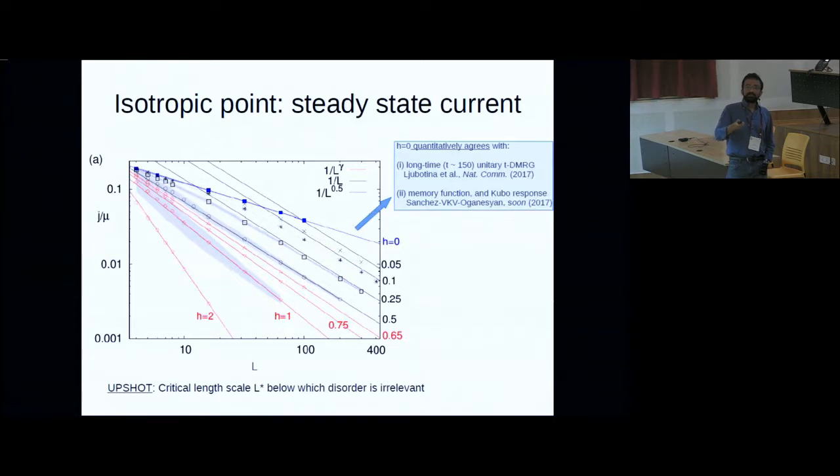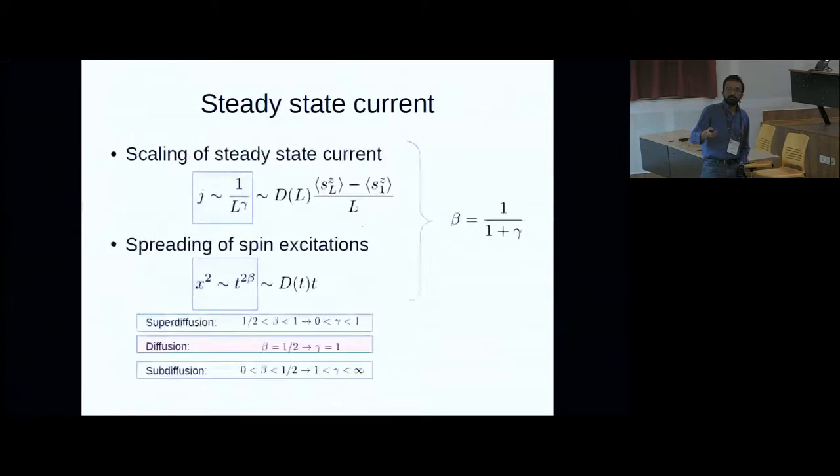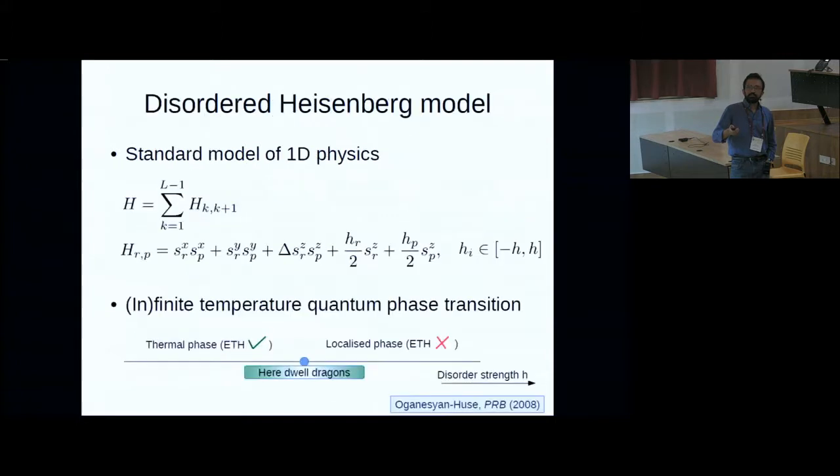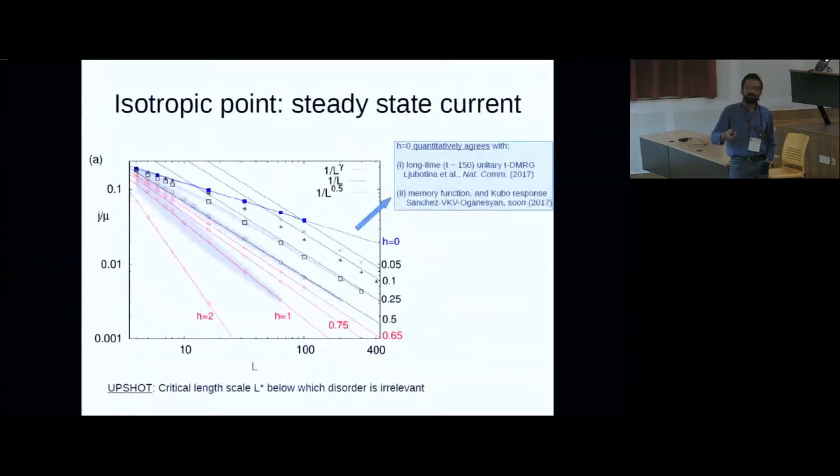Already here you see that it's not diffusive, it's super diffusive, right? And super diffusive with 1 by L to the 0.5, which means if you convert it to beta, if you put 0.5 here, you get 2 over 3, right? You get beta equal to 2 over 3. So that's a super diffusive case. Now this already agrees quantitatively.